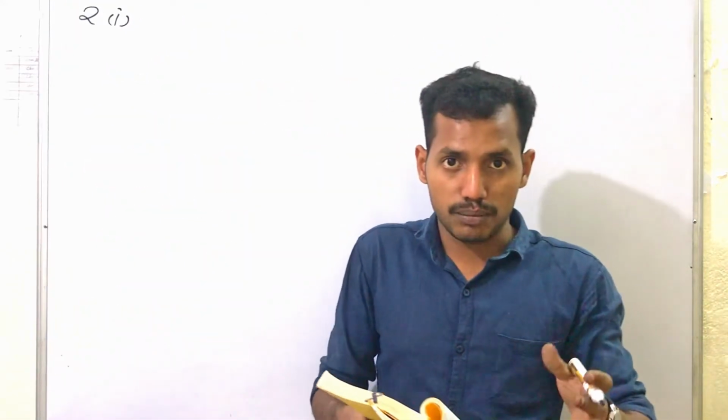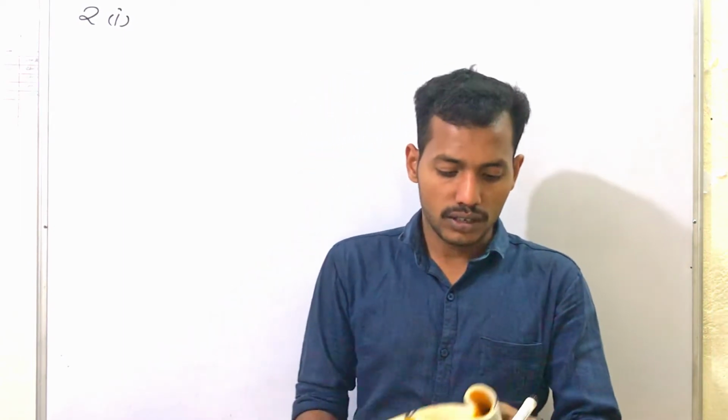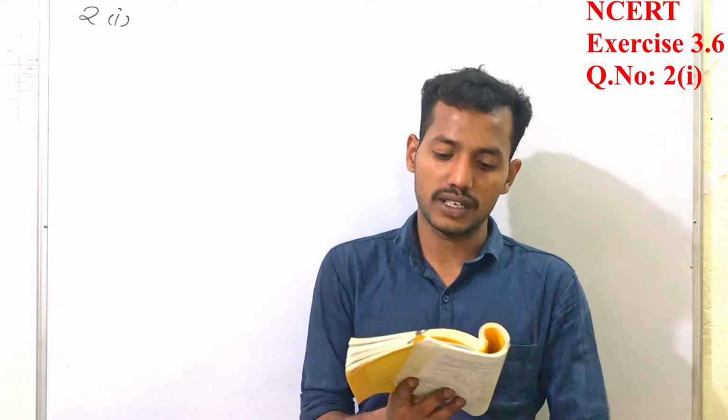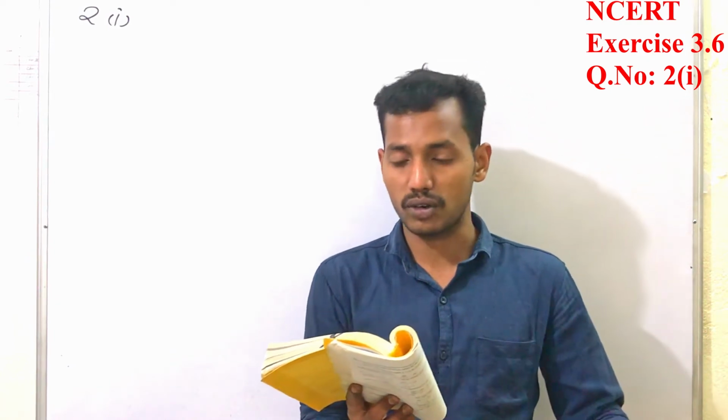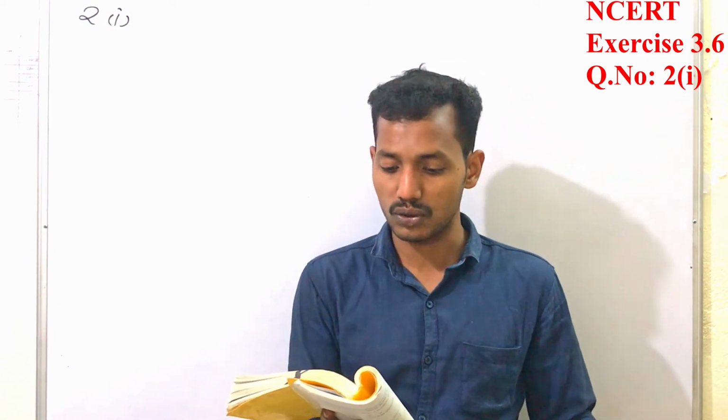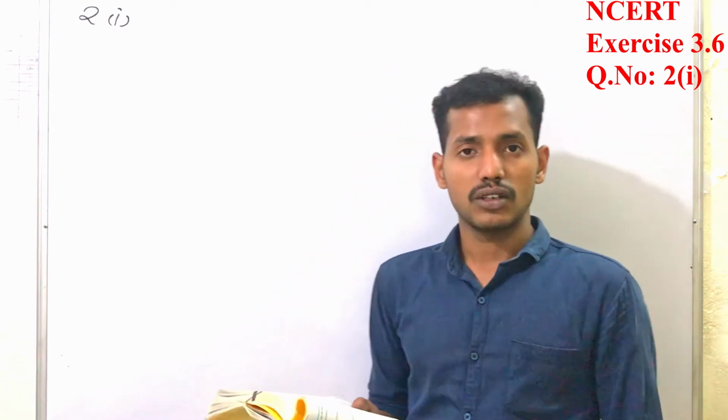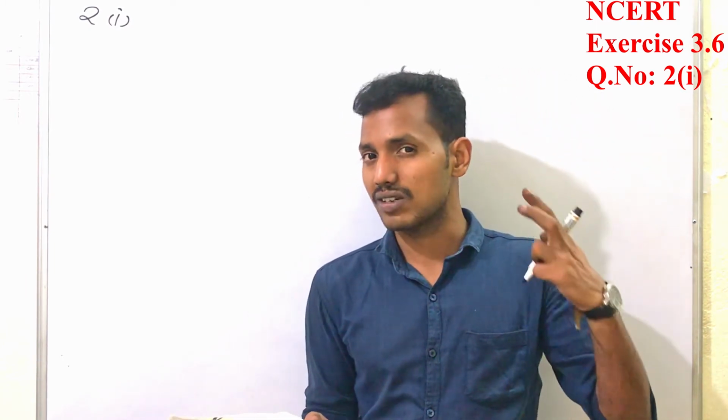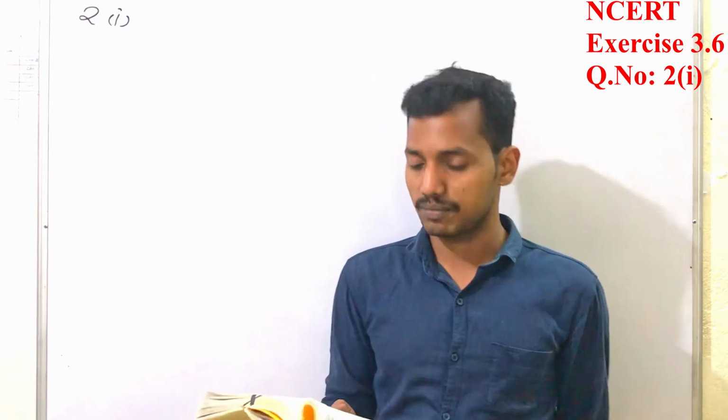Now we can discuss some situation problems, based on this concept which we have discussed. Ritu can row downstream 20 km in 2 hours and upstream 4 km in 2 hours. Find her speed of rowing in still water and the speed of the current. So here, two concepts we need to understand: what is downstream and what is upstream.